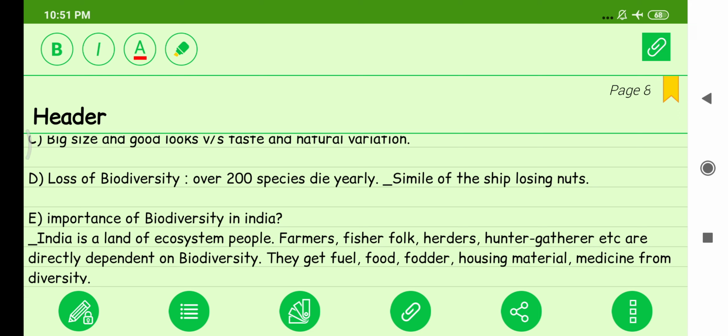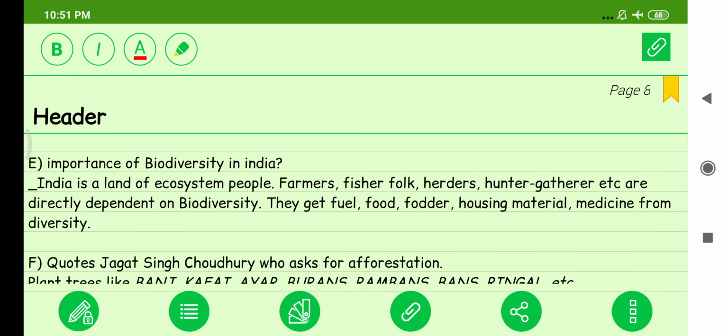So this beautiful example is given in this lesson. Next point is importance of biodiversity in India. Here in India, these two writers say that biodiversity is very significant and very essential for Indian people. Why? Because India is a land of ecosystem people. Now, ecosystem people means people whose life is directly dependent on, you can say, agriculture and other things.